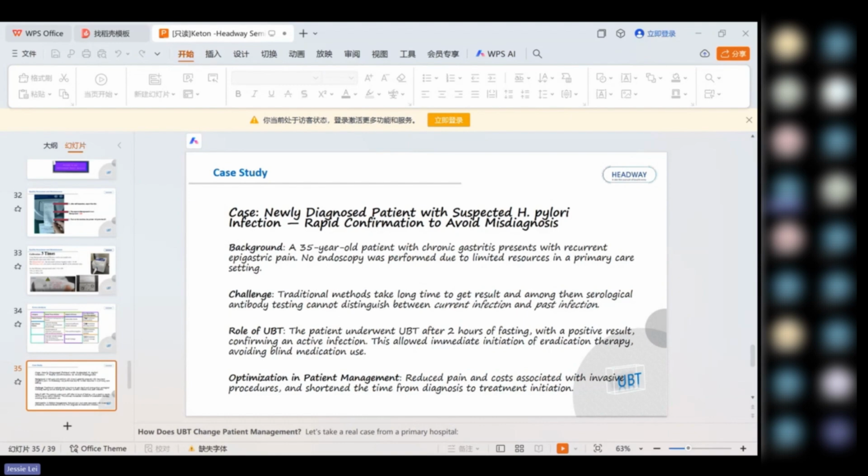With our UBT, the patient can undergo the test after 2 hours of fasting. They get a positive result that confirms the active infection. This allowed immediate initiation of eradication therapy and avoided blind medication use. That way we can reduce the pain and the cost associated with invasive procedures and shorten the time from diagnosis to treatment.